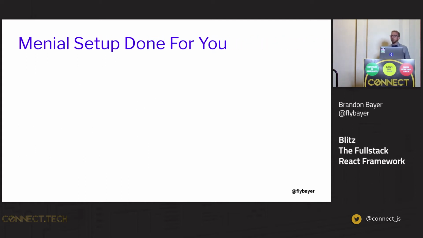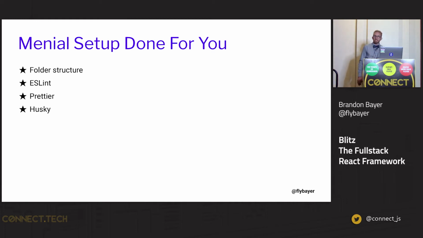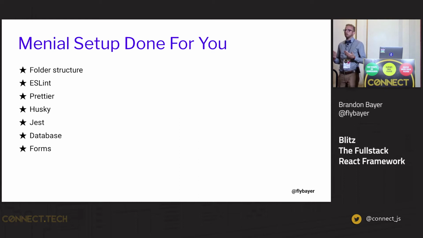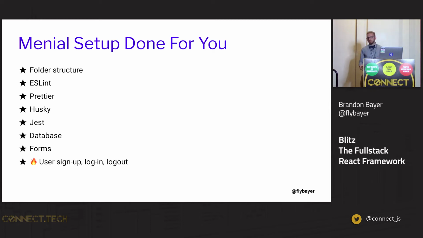All right, so what does Blitz look like when you start using it? Well, one of the first things you'll notice is that all the boring stuff is done for you out of the box. So we give you a default folder structure, linting is set up, code formatting, Git hooks, testing, your database, and forms is all set up for you. And for a number of those, we let you choose whenever you generate a new app to choose one of the most popular libraries. So it's quite flexible.